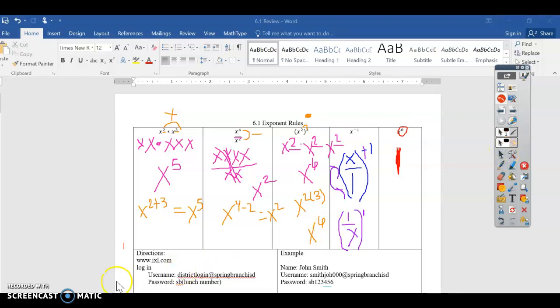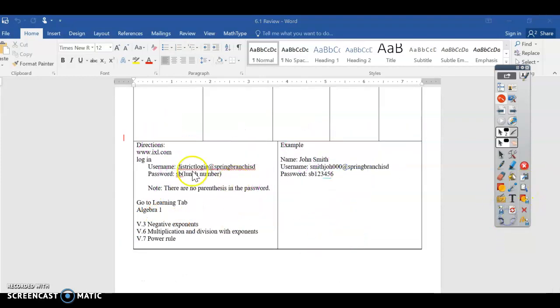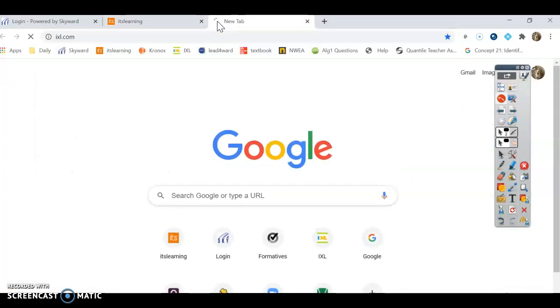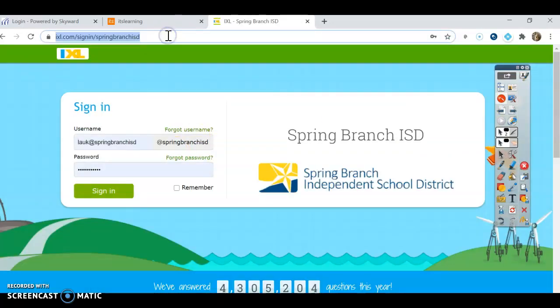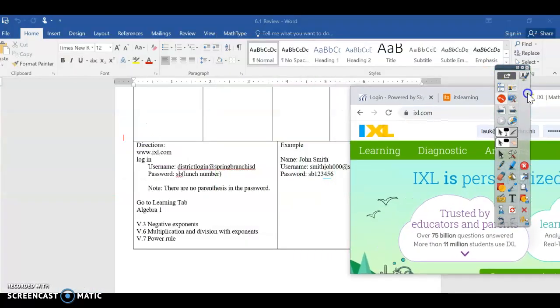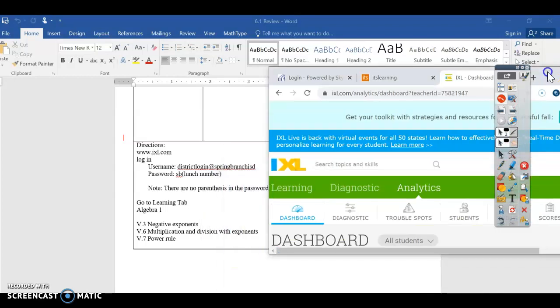Okay? And now we're going to start on the practice. We're going to go to ixl.com. You're going to log in using your district login at Spring Branch ISD, and then your password is SB and your lunch number. My password is a little bit different than yours, but you're going to go to ixl.com. I'm already logged in, but when you go to ixl.com, at the top, it's going to say sign in, and you're going to put your district login. That's the first 5 letters of your last name, followed by the first 3 letters of your first name, and then 000 at springbranchisd.com. And then your password is SB and your lunch number.